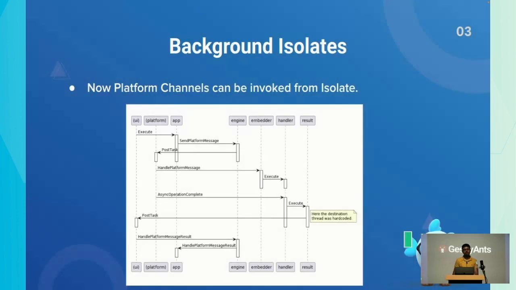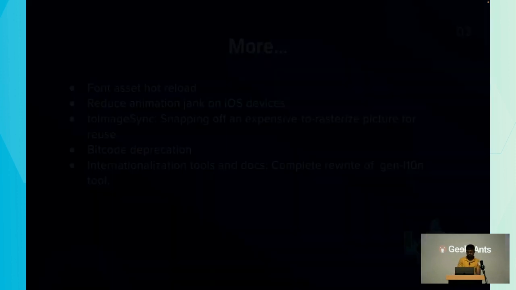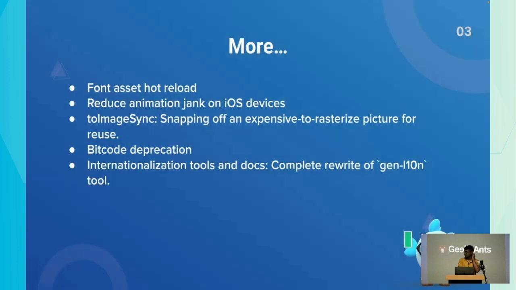And then the background isolates thread. Earlier, what used to happen is that we were not able to call platform channels using isolates. Only the main thread was able to call them. But now Flutter has removed that. You can now call platform channels from any background thread. So this will give a lot of performance improvement. This is also a very good thing. And there are a lot more.